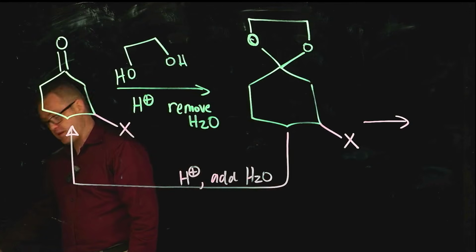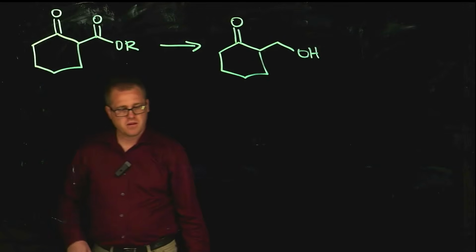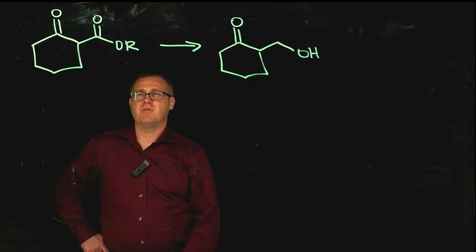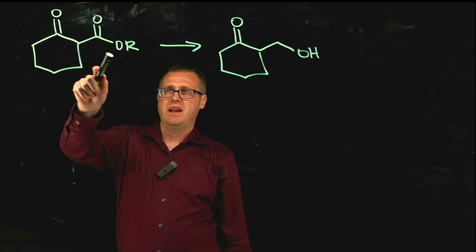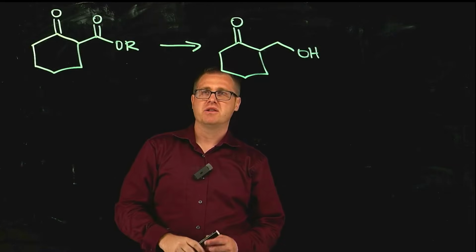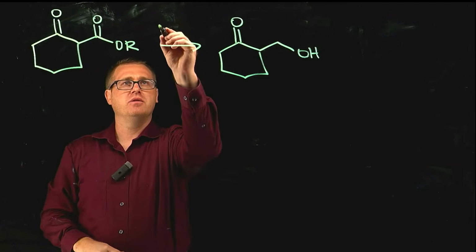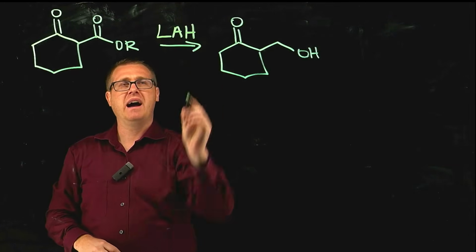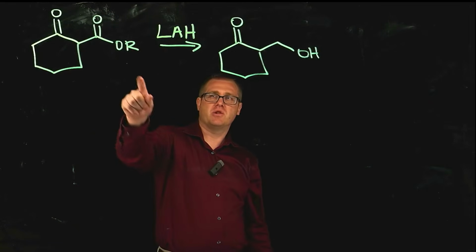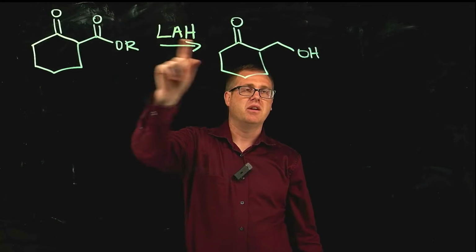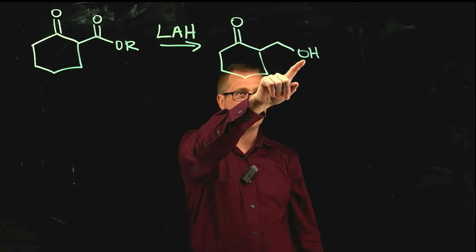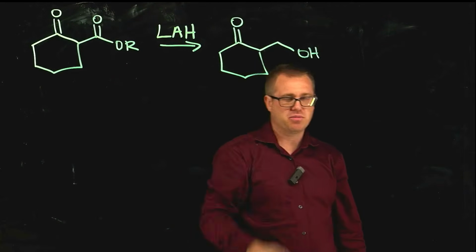So let's clean this up. So here's our example. We have a ketone and an ester, and what we want to do is treat this molecule with lithium aluminum hydride, with the goal of reducing the ester into a primary alcohol. But there's a major problem with that.